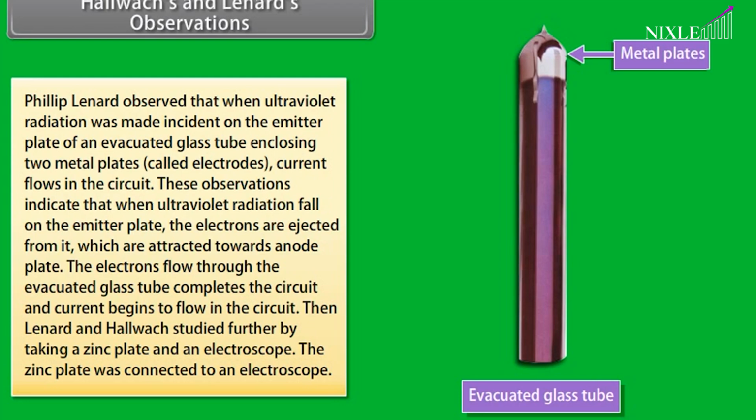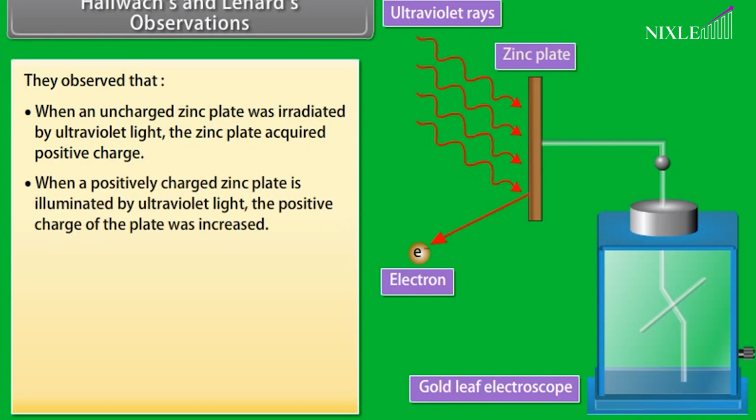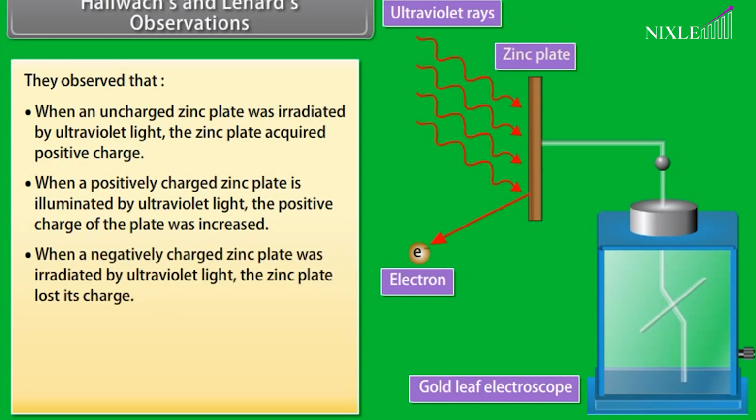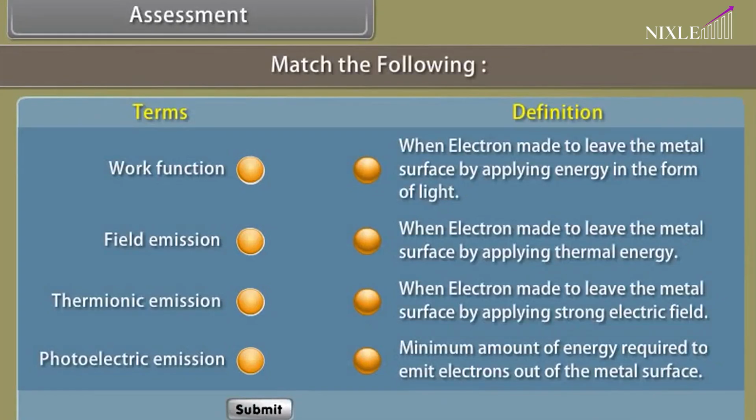Then Lenard and Hallwachs studied further by taking a zinc plate and an electroscope. The zinc plate was connected to an electroscope. They observed that when an uncharged zinc plate was irradiated by ultraviolet light, the zinc plate acquired positive charge. When a positively charged zinc plate is illuminated by ultraviolet light, the positive charge of the plate increased. When a negatively charged zinc plate was irradiated by ultraviolet light, the zinc plate lost its charge. All these observations show that when ultraviolet light falls on the zinc plate, the negatively charged particles, that is electrons, are emitted.